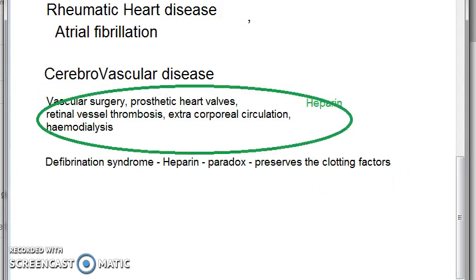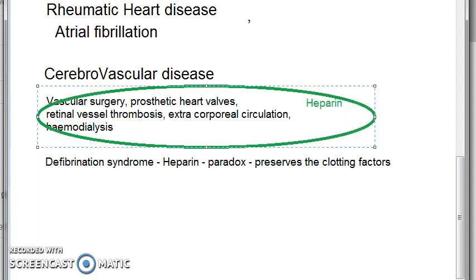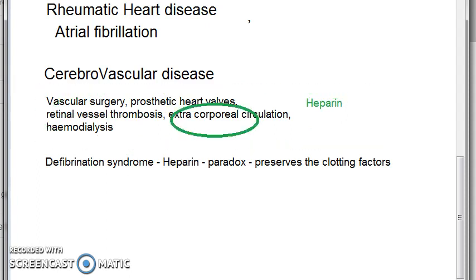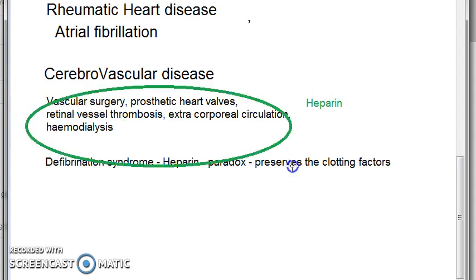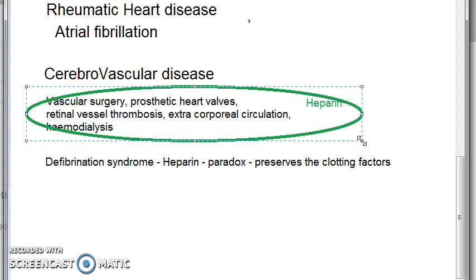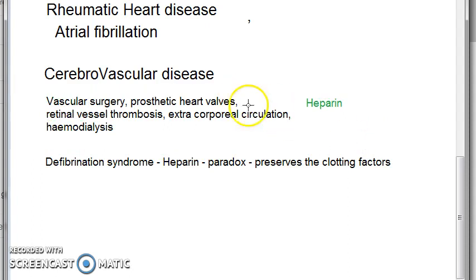Now, vascular surgery, prosthetic heart valves, retinal vessel thrombosis, extracorporeal circulation, hemodialysis. There again you can give heparin. Basically here you want to maintain a catheter or do some hemodialysis. The blood is going out of the body and there is circulation outside the body. For such things you can use heparin.